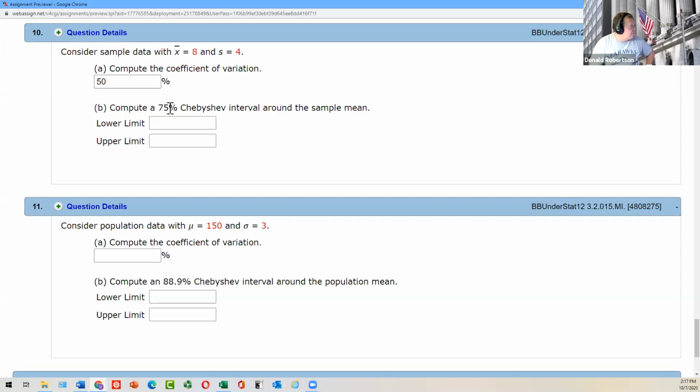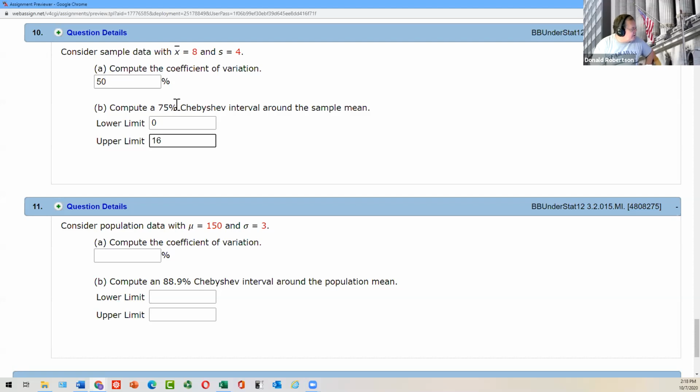Now, here it says, compute the 75% Chebyshev interval. Isn't 75% K equals 2? 1 take away 1 over 2 squared, 1 take away a quarter, 3/4. So basically, they're just saying mean take away 2 standard deviations, mean add 2 standard deviations. So let's see what you get. 8 take away 2 lots of 4 gets you 0. 8 add 2 lots of 4 gets you 16.